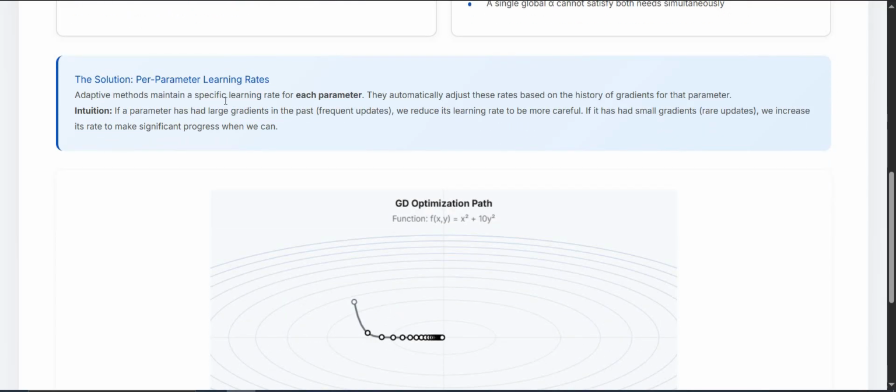That brings us to the idea of per parameter learning rates. The next section here explains that adaptive methods assign a learning rate to each parameter based on its past gradients. So, if a parameter has seen large gradients a lot, we reduce its step size. If it rarely gets updates, we give it a larger effective learning rate. It's a simple idea. Let the data decide how aggressively each parameter should move.